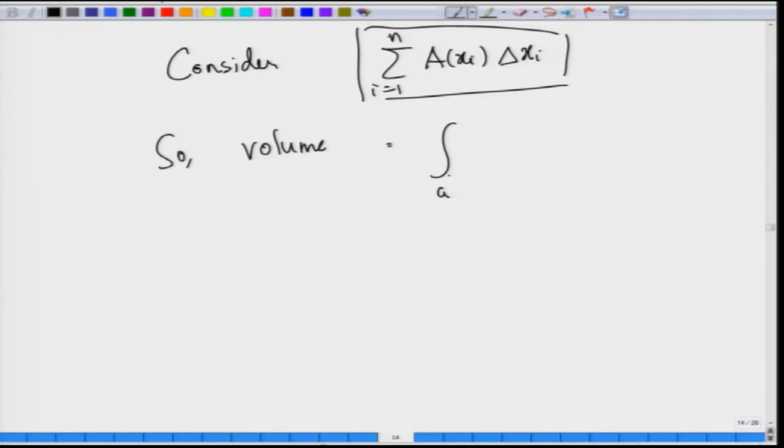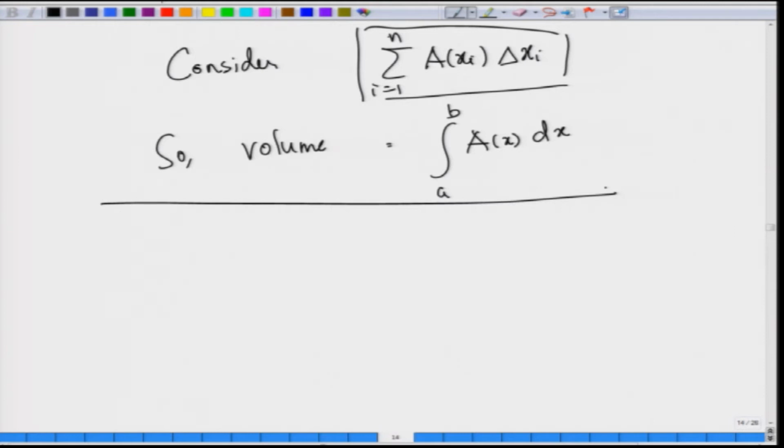So, the volume is definitely going to be the integral where x is varying from a to b of A(x) dx. That is simply the volume of the solid that we can get by slicing. So, let us do some examples.